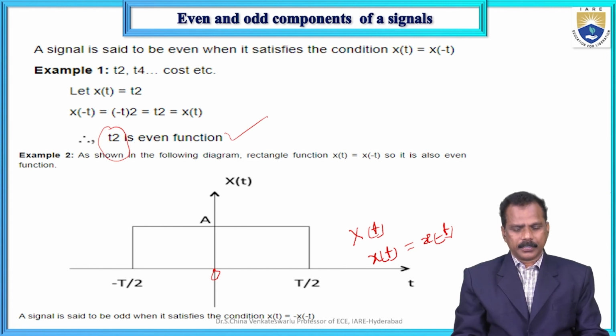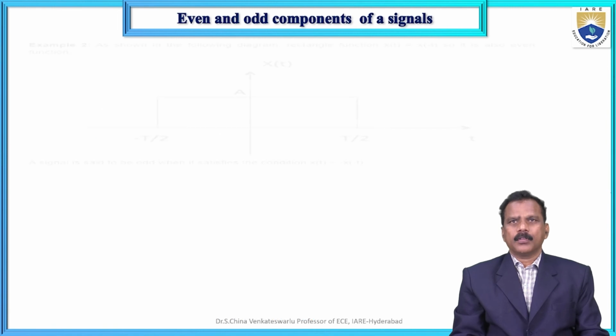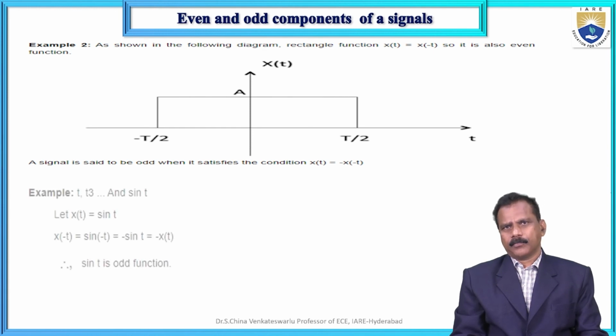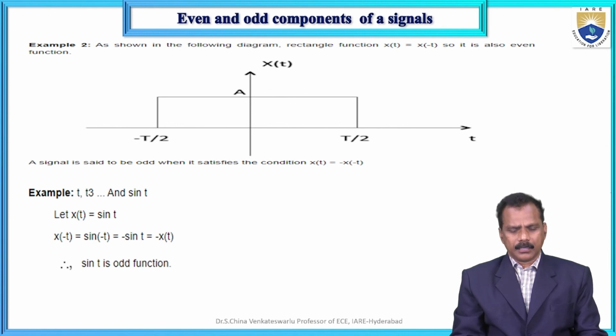The signal is said to be even when it satisfies the condition x of t is equal to x of minus t. Next, using the same thing, the rectangular function x of t is equal to x of minus t, so it is also an even function. The signal is said to be odd when it satisfies the condition x of t is equal to minus x of minus t.